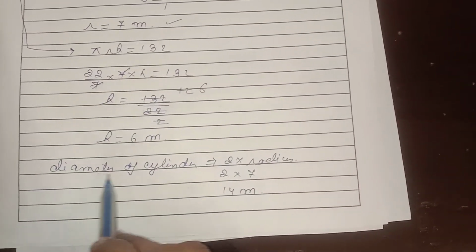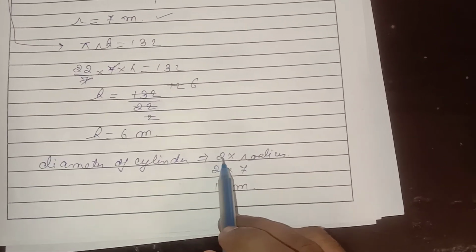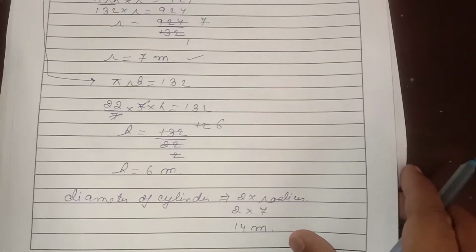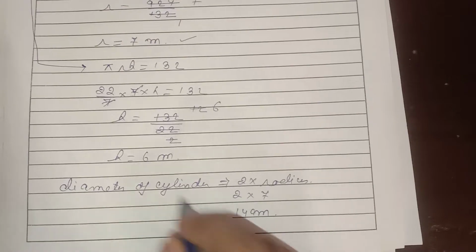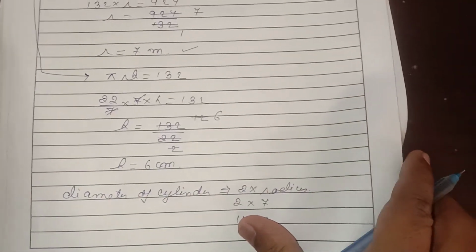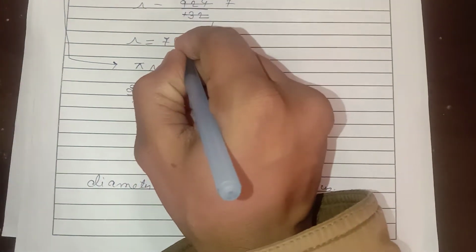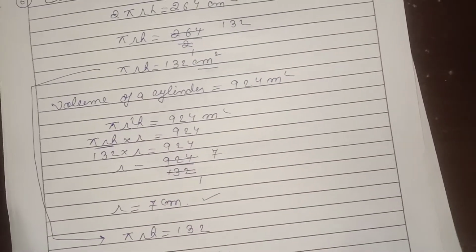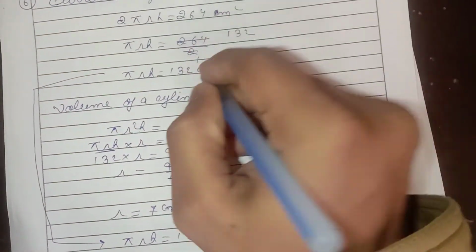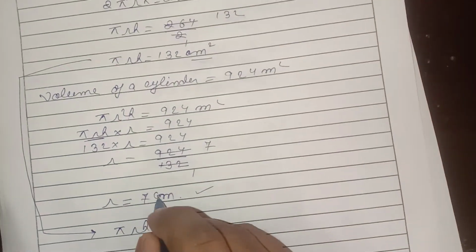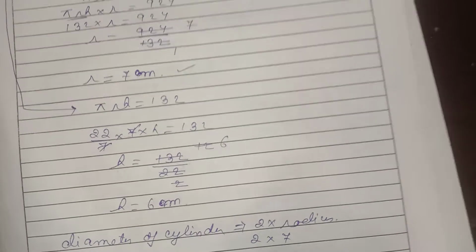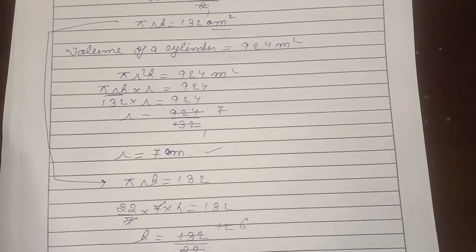Also we have to find the diameter of the cylinder. Diameter is twice the radius, means 2 into 7, 14 meter. Sorry, centimeter. Oh, everything is in meter. Sorry. Here we have got everything in meter, so it should be in meter only. Units are given in meter.